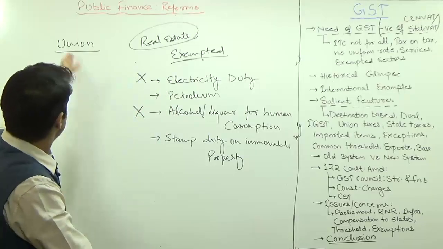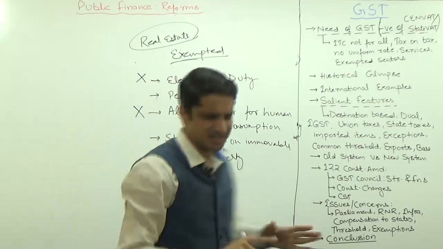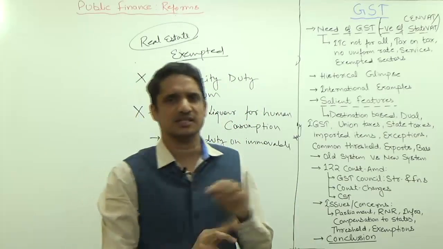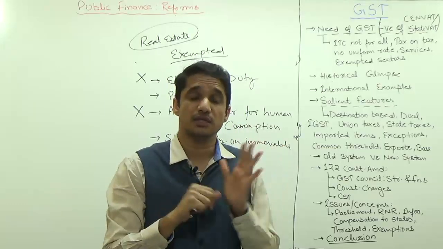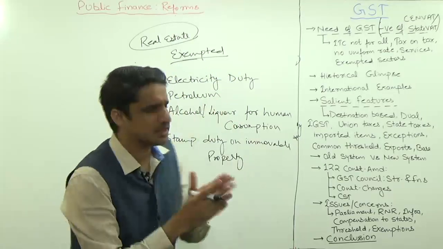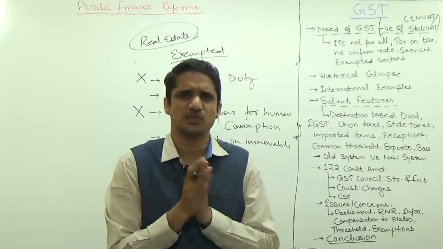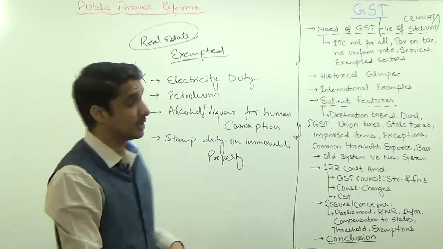So which of the following state taxes will come? All the state taxes: entertainment tax is there, luxury tax is there, taxes on lottery and all is there. Then we have the sales tax or the VAT. All the taxes that we have discussed will be subsumed, and that is why the states are against.